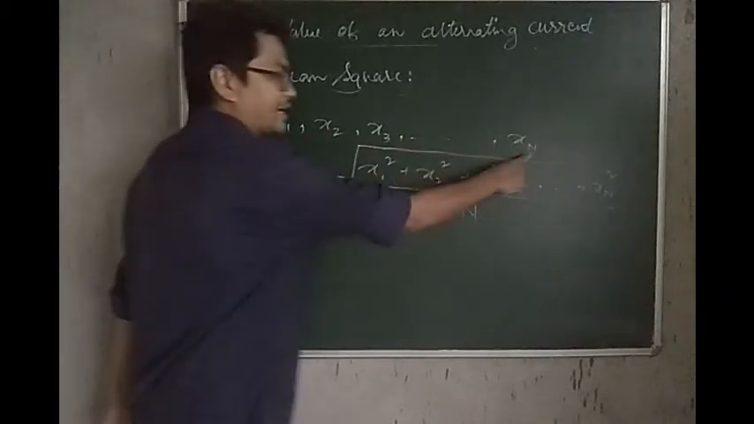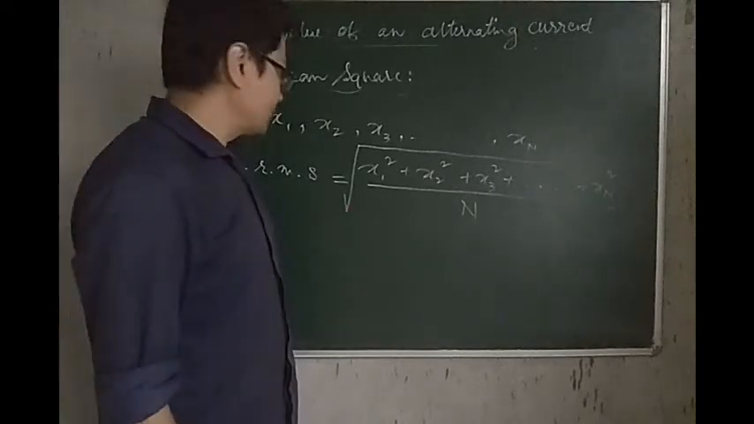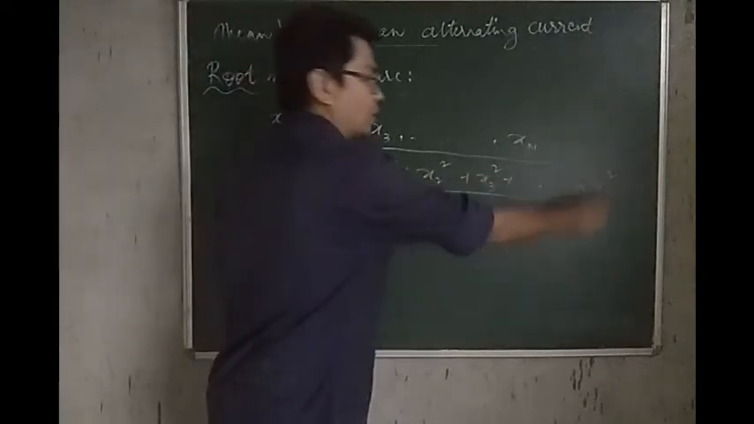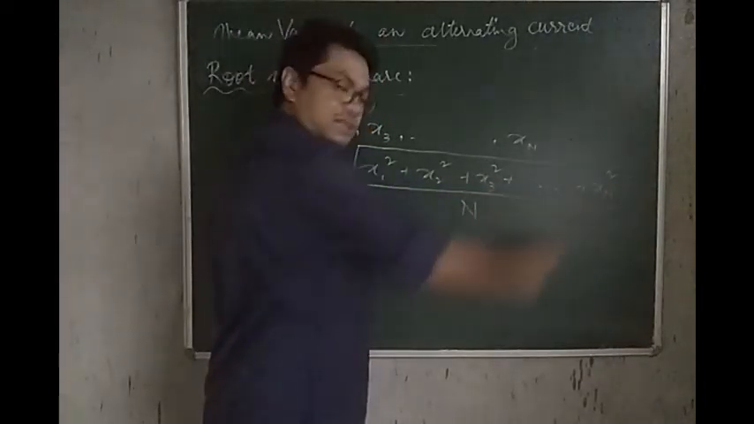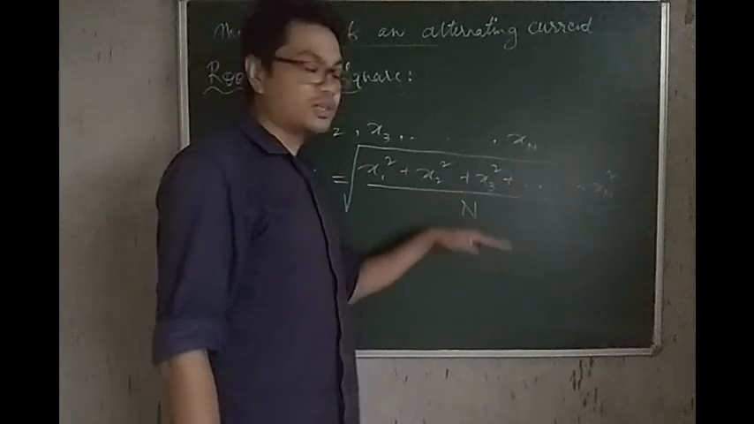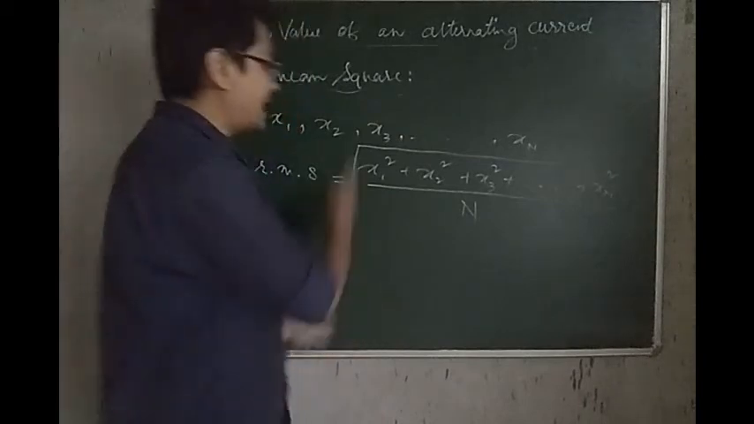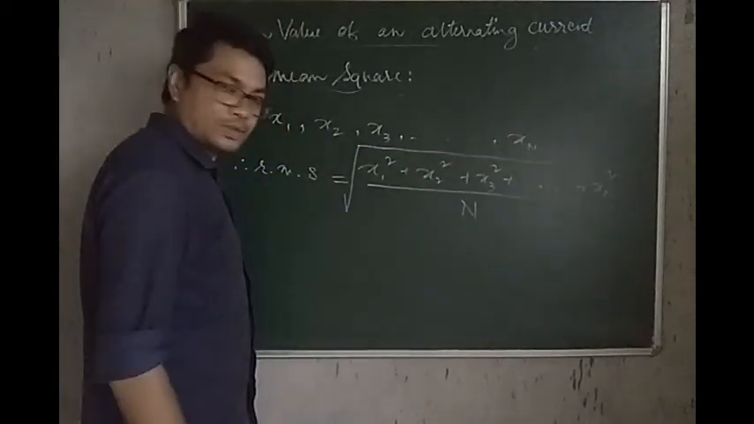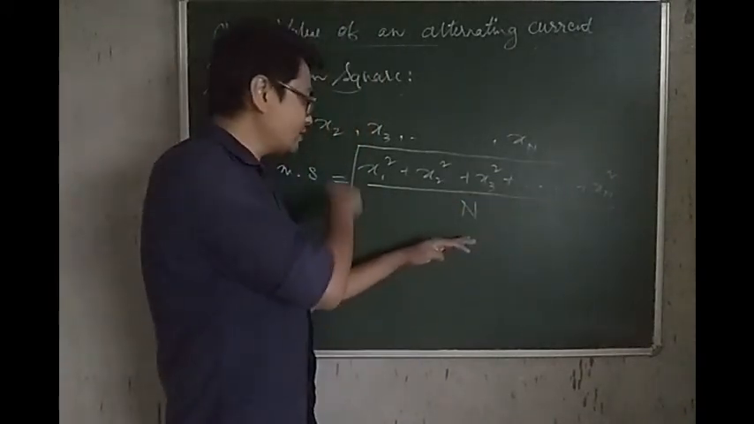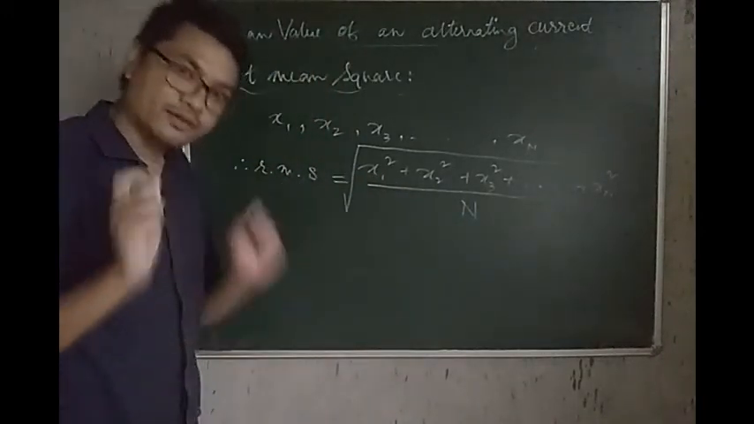If we have capital N number of variables, say x1, x2, x3, up to xn. What is root mean squared? It is the average of the square of the variables, so x1 squared plus x2 squared plus x3 squared plus dot dot dot plus xn squared, divided by n. The average of the square of the variables, and then the square root of it. The thing inside the square root is simply called the mean square.